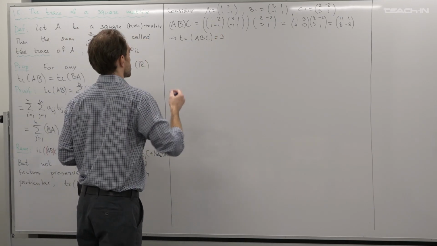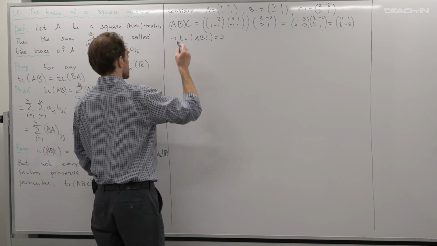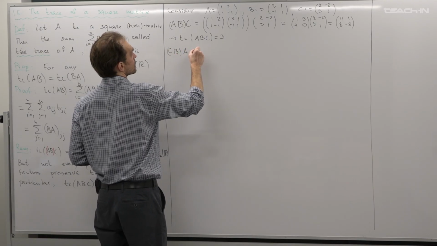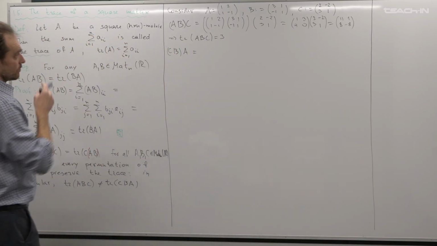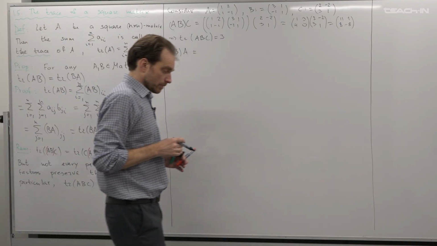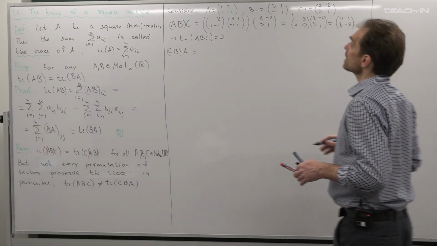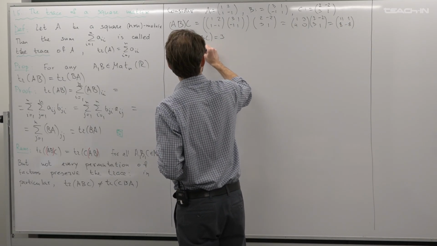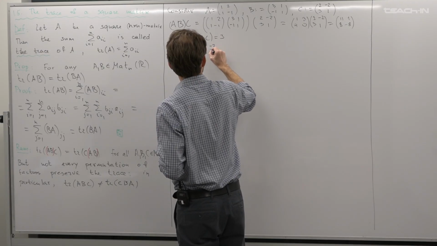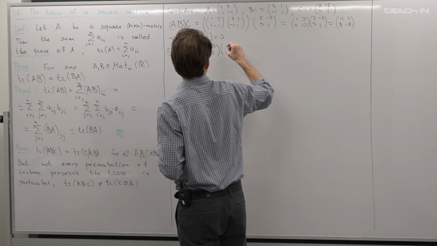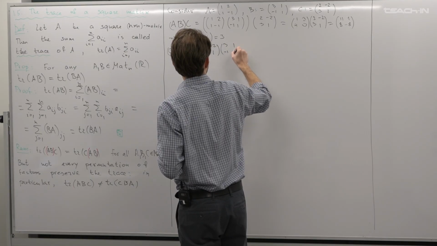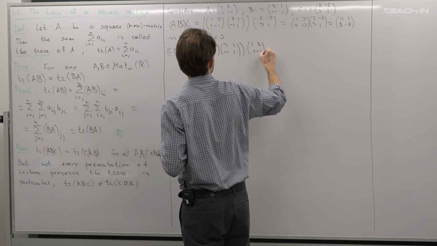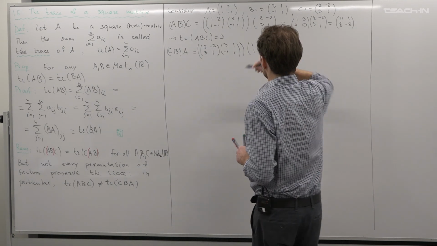Okay, and what about the product in some other order? So C by B and then by A. As we discussed at the previous lecture, matrix multiplication is associative, so I can multiply any pair of them first. So 2, minus 2, 3, 1 by 3, 1, minus 1, 1, and then by 1, 2, 1, minus 1. So what do we get here?